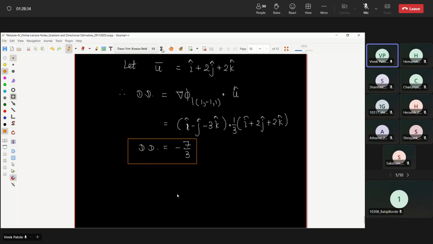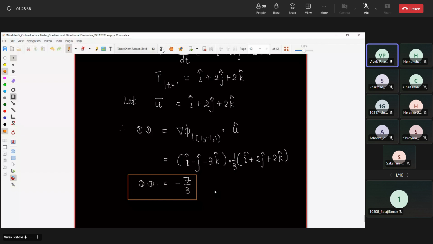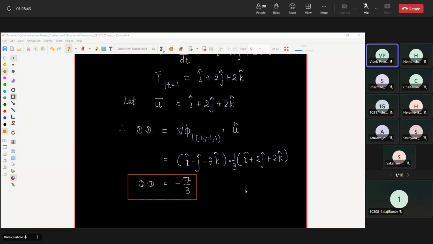So everyone understood these 5 cases? Any doubt in these 5 cases? I have written the example in detail so that if you refer to it later on, you will understand it properly. Yes, no doubt. Okay.